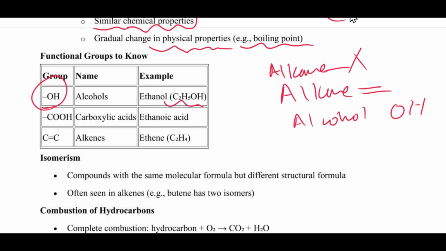For example, this is an example of the alcohol group. Now, another homologous series or functional group you can see is COOH, that is the carboxylic acid group. If they have a carboxylic group, it means these compounds are called carboxylic acids. And if you have two carbons, for example, because ETH means two carbons, we will call it ethanoic acid. Why? Because it belongs to carboxylic acid.